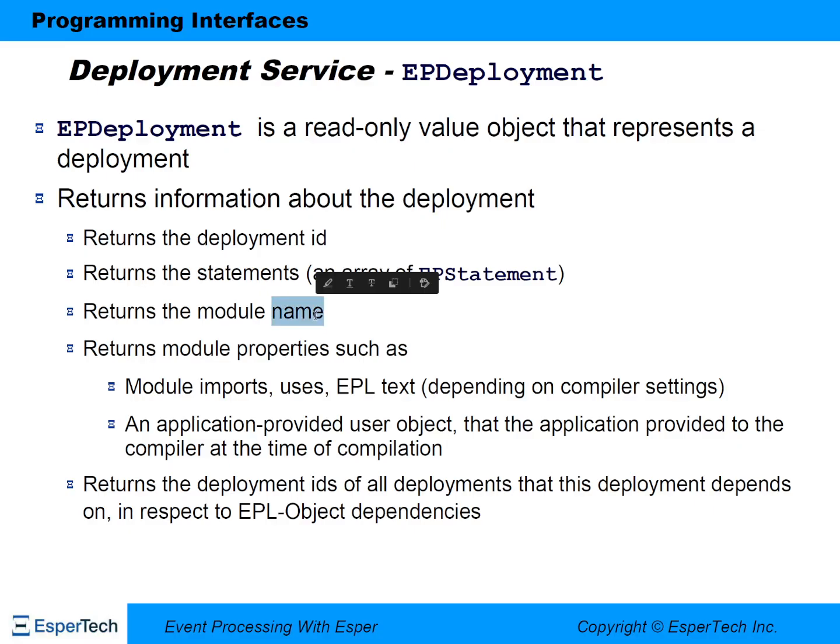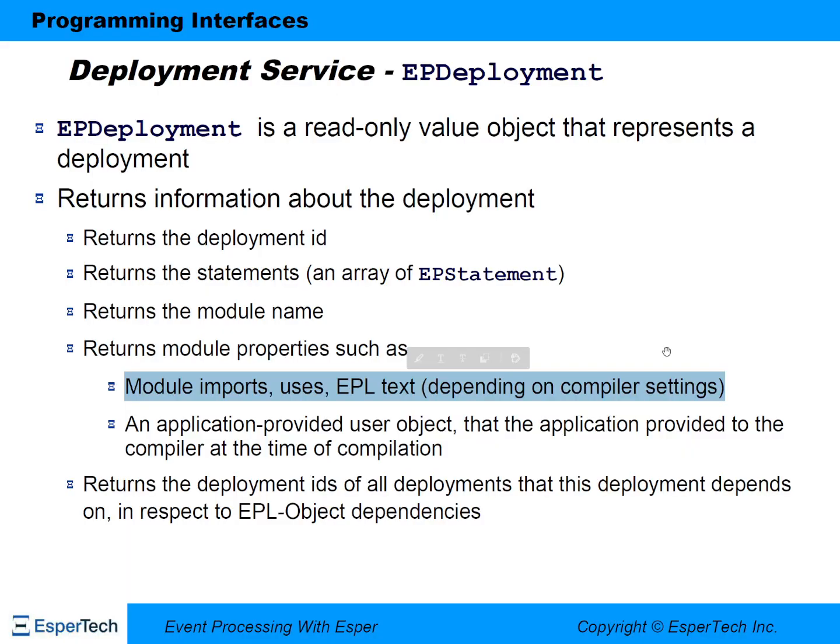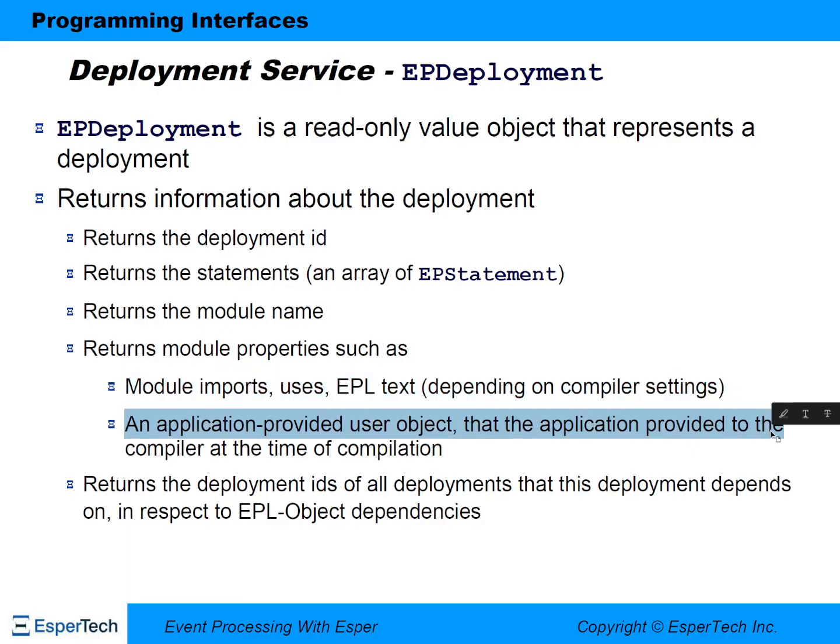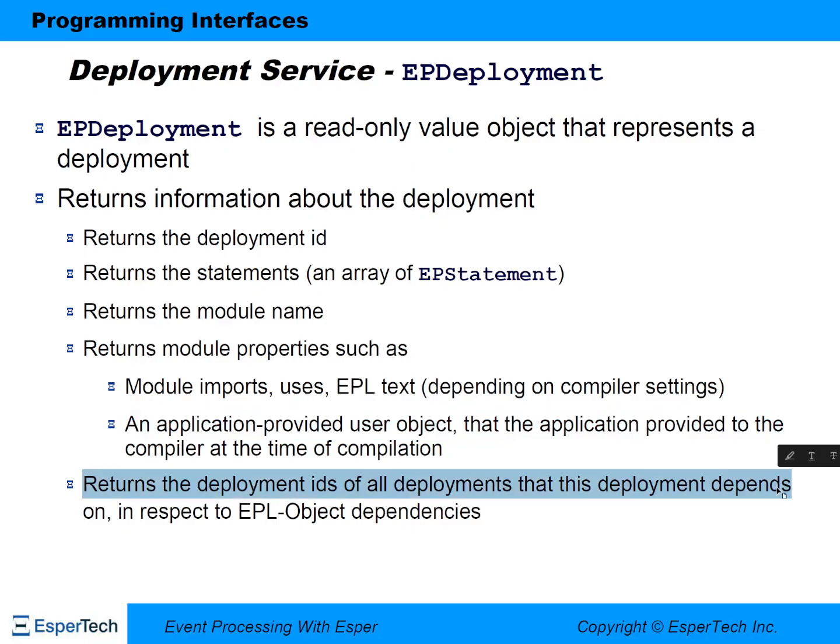It returns the module name. It also returns module properties such as module imports, uses and EPL text. The module properties can return an application-provided user object that the application provided to the compiler at the time of compilation. The EPDeployment also returns the deployment ID of all deployments that this deployment depends on, with respect to EPL object dependencies.